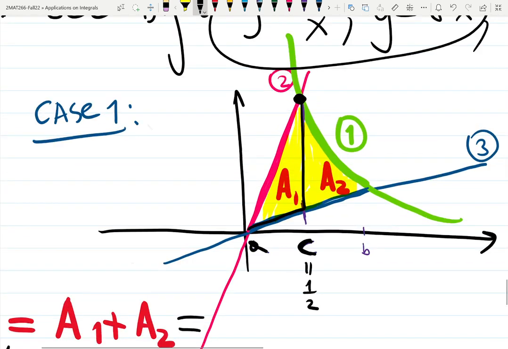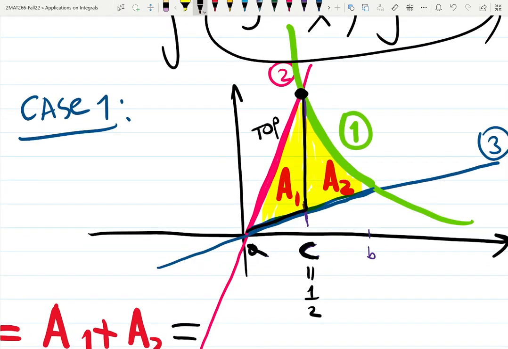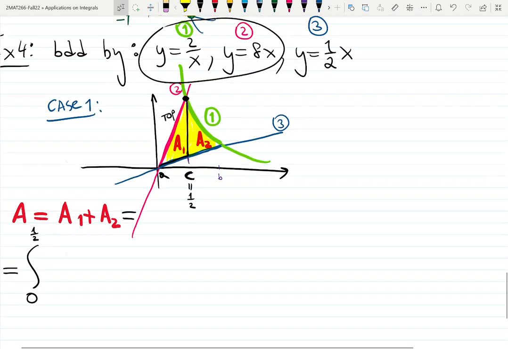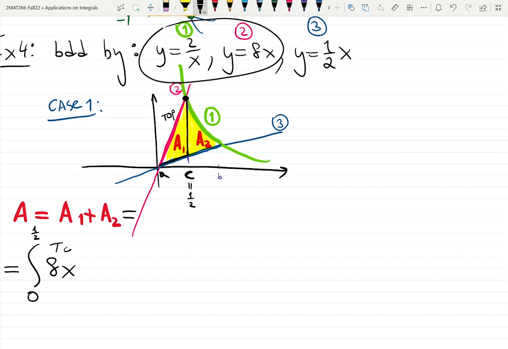Now you put the function that is on the top. What is the function at the top? Number 2. Which one is that? 8x. Exactly. Let me do it like so. 8x. That's the function at the top. Minus. What's the function at the bottom? That's number 3. Blue. It's the floor one. 1/2 x dx, that is my first area. Plus the second area will be from what to what? From 1/2 to B. B is the point of intersection between 1 and 3. So you will have to solve that, and I can tell you that it is 2.